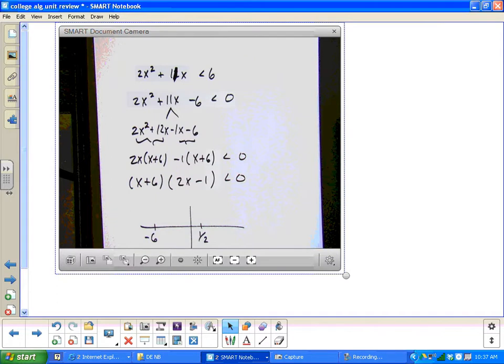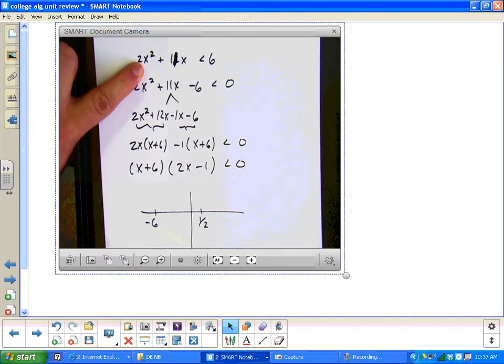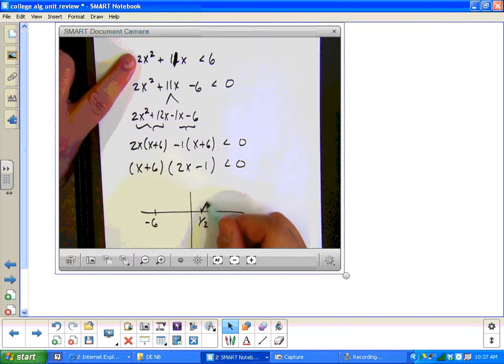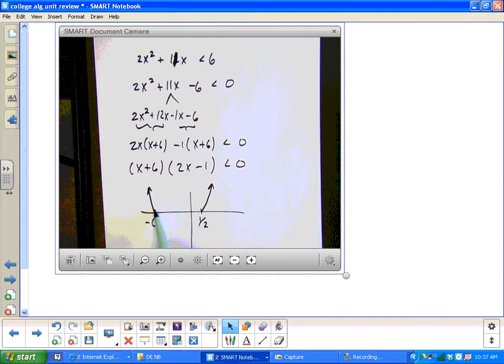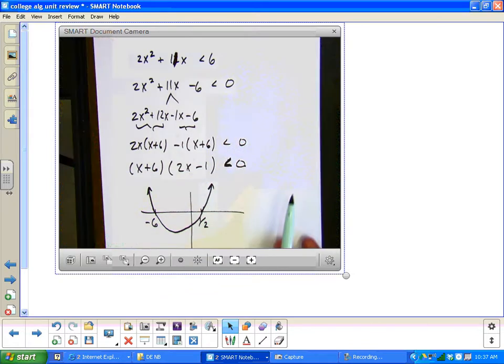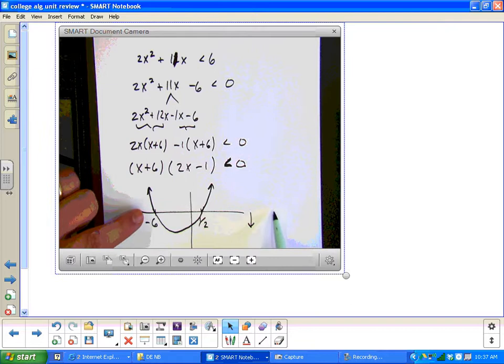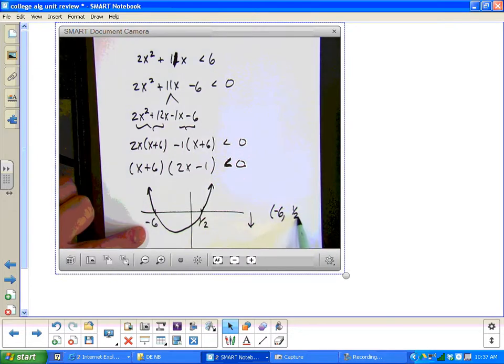Now, how can I get the rest of the graph? What else do I need to think about? The end behavior. Okay, so it's x squared, so it's going to be going up on both sides. And now no multiplicity, so both of them are just going to cross through, and it's going to make a parabola somehow. Now, we're looking for where it is less than 0. So less than 0 would be under the x-axis. So that would be in between -6 and 1/2.